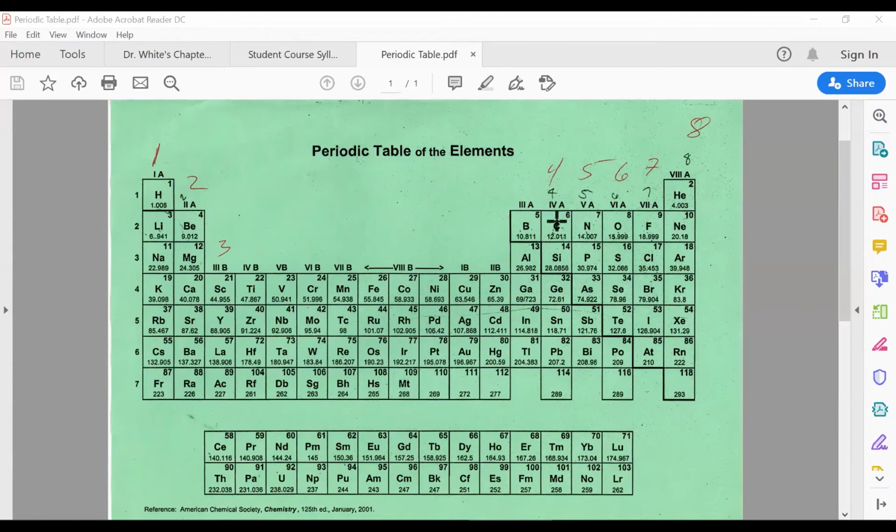Carbon. How many electrons and protons? The number on top here, the atomic number, tells you the number of protons and the number of electrons: 6. Let's go back and do one more.